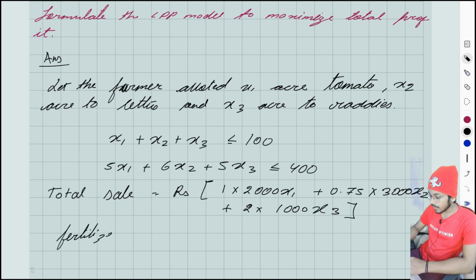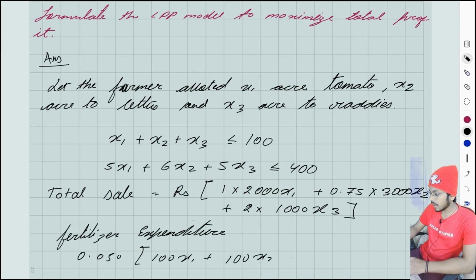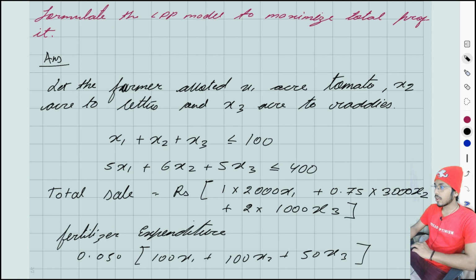Fertilizer expenditure will be 0.05 into 100 x1 plus 100 x2 plus 50 x3. Okay, these are the amounts that are required for 1 acre. When you multiply with x1, x2, x3, you will get the total amount of fertilizer, and the total amount of fertilizer multiplied with the price gives you the total amount that is spent on the fertilizer. That is why it is written as fertilizer expenditure.